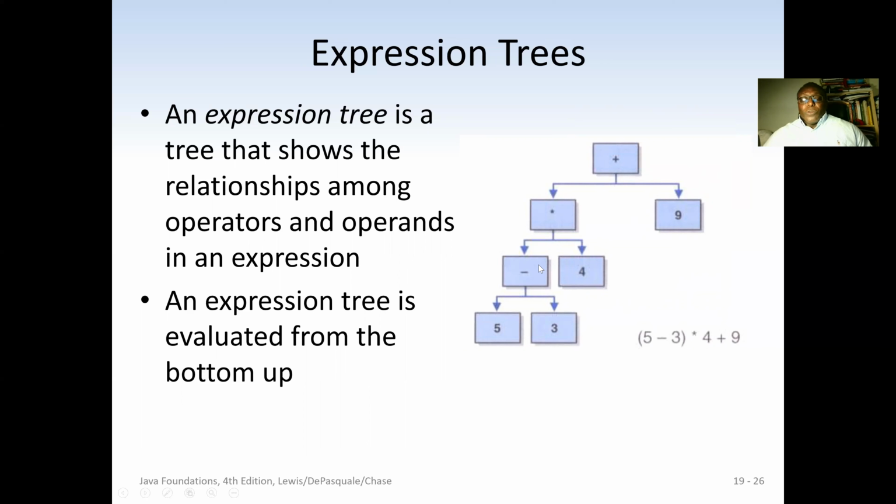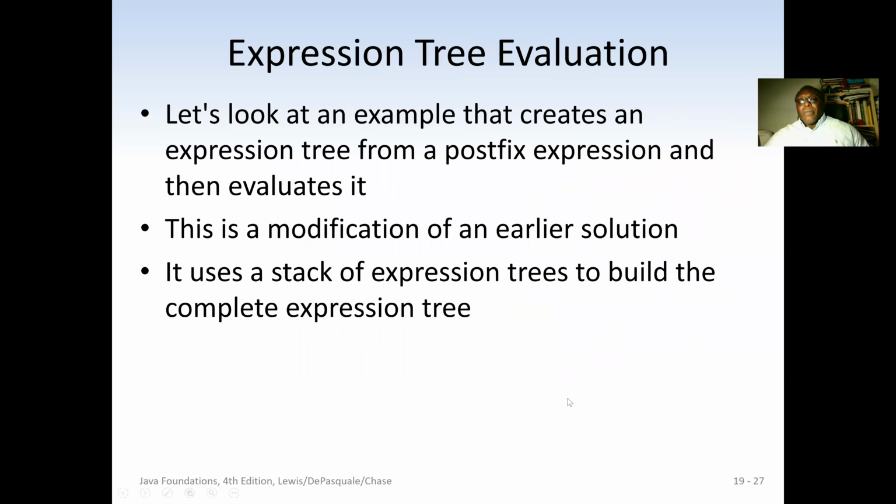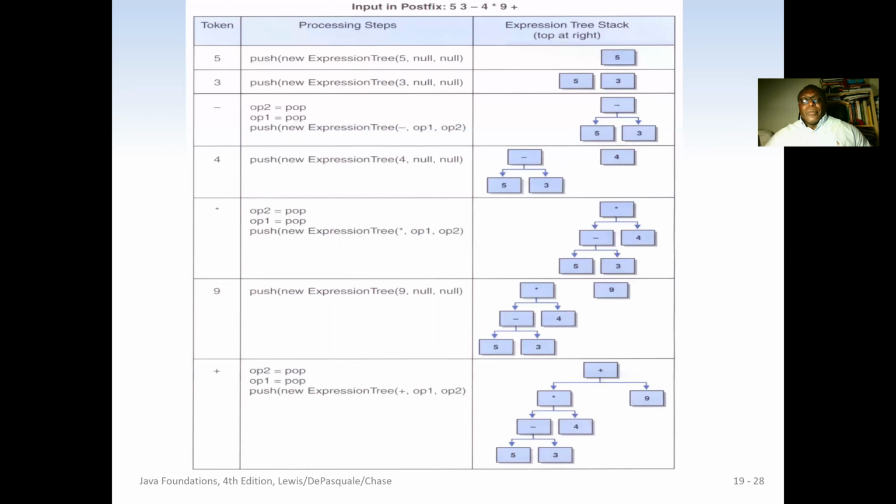Then when we get the answer here, you can see that this is like doing the parentheses. We are going to multiply the answer by 4. So that's why we have this 4. Then the answer we get, we are going to add it to 9. And that will be the end. So let's look at an example that creates an expression tree from a postfix expression and then evaluates it. This example will be discussed during the lab work or during the lectures on the coding.